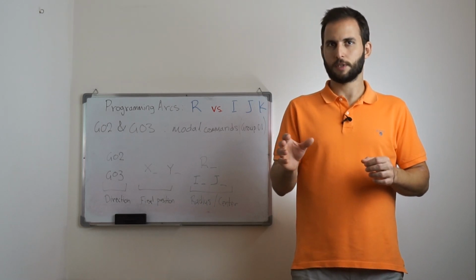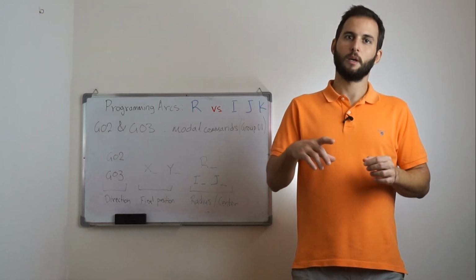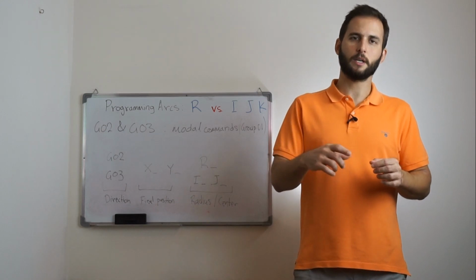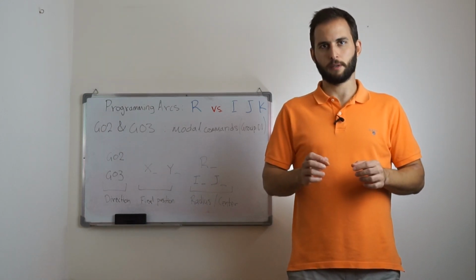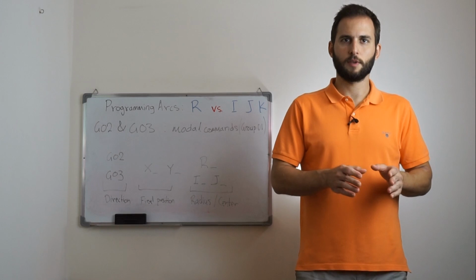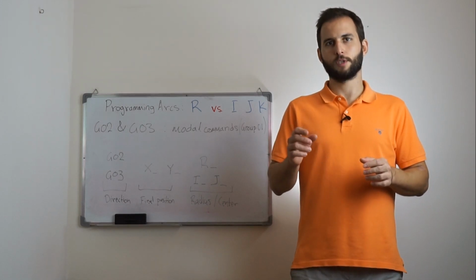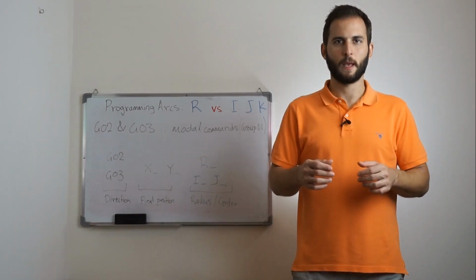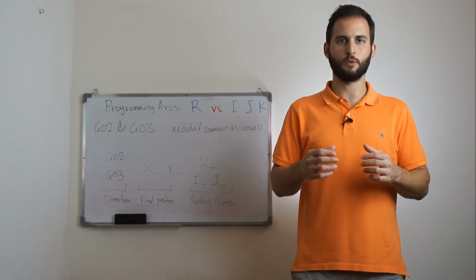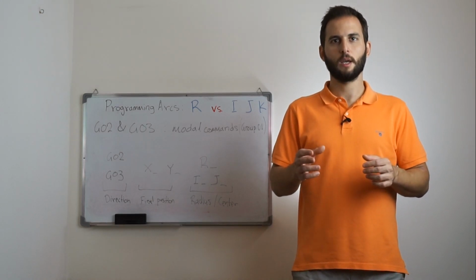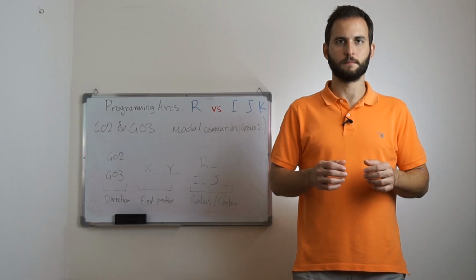The last part of the syntax is to define either the radius of the arc or the center point of the arc. The radius of the arc can be defined by using the word R, and the center of the arc can be defined by using two of the words I, J or K, given the programming plane.